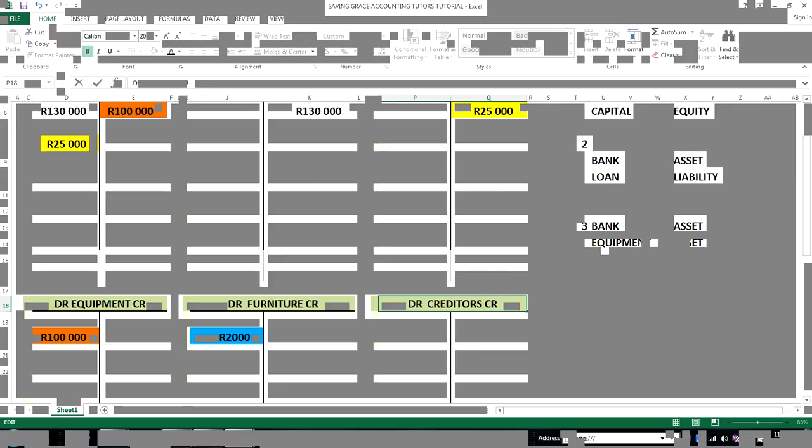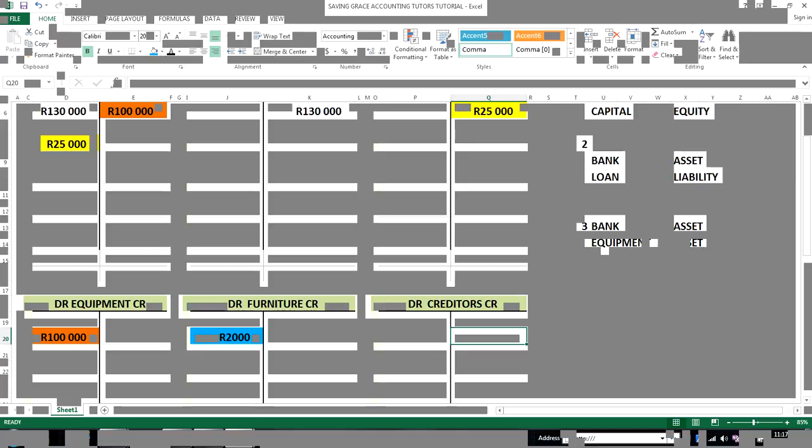Remember that your liabilities increase on the credit side. That is when you buy more on credit, and they decrease on the debit side. That is when you pay off your credit. In this case, we bought more. So our liabilities are increasing, which means our creditors are increasing. So I'm going to put 2,000 Rand because we bought.